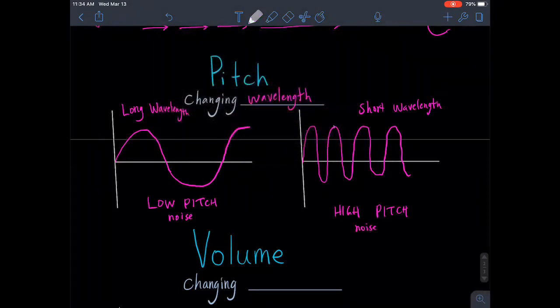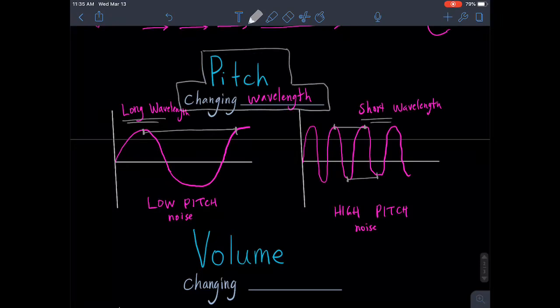So again, let's just review. The wavelength is from crest to crest, or it could be from trough to trough. If I go crest to crest, you can see the one on the left has a much longer wavelength than the high pitch noise with a shorter wavelength. So that's how you change the pitch, by changing the wavelength.